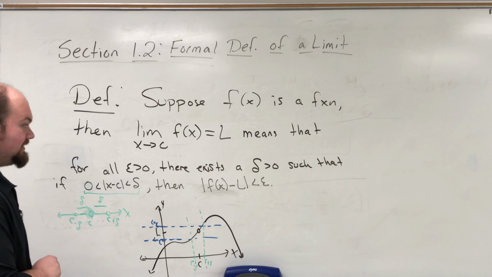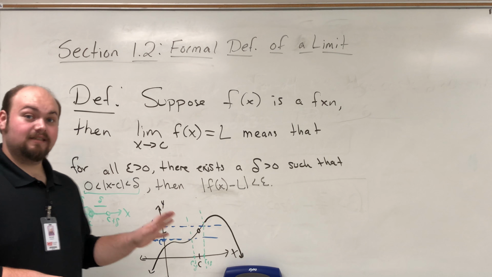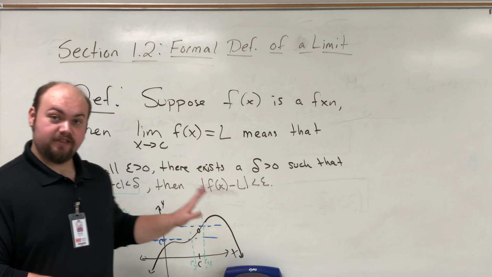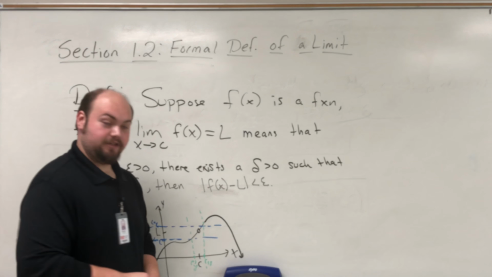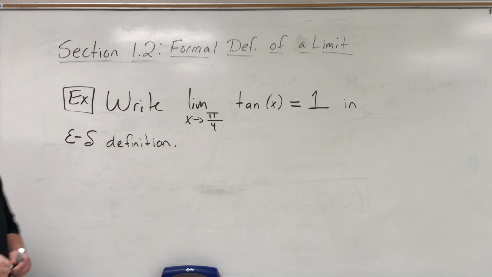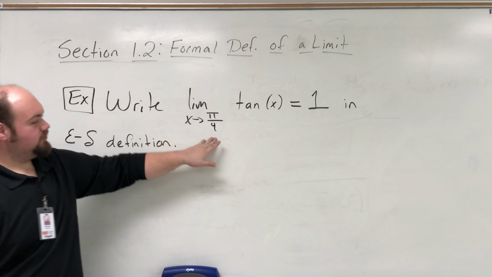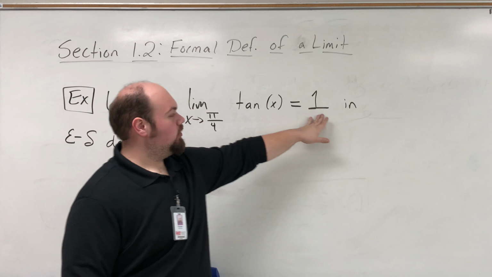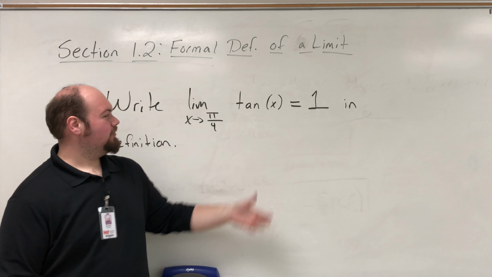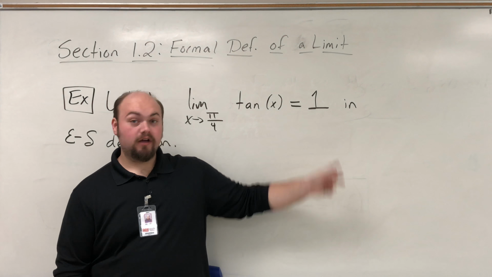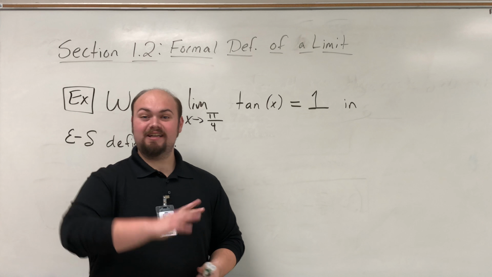I just want to do one example where we actually write a limit expression in its formal definition using this absolute value inequality notation. So we have this limit expression. It says the limit as x approaches pi over 4 of tangent is 1. And we would think that to be true. If we look at the graph of tangent, as it gets closer and closer to pi over 4, we get 1. Or if we think about tangent, it has no breaks.